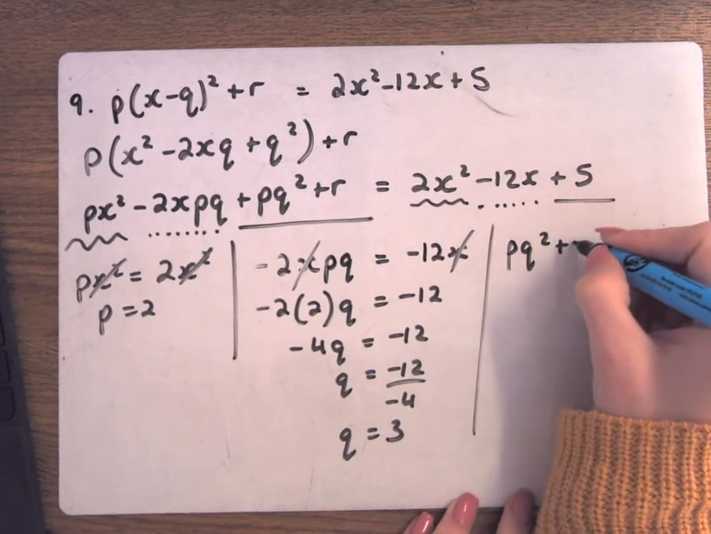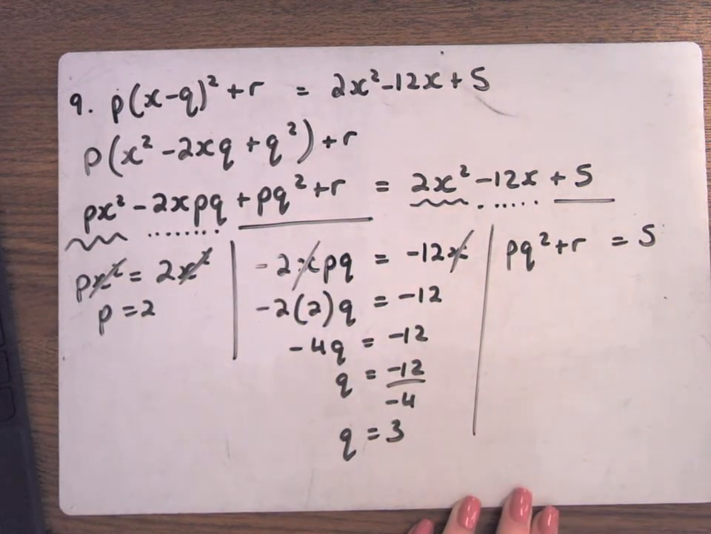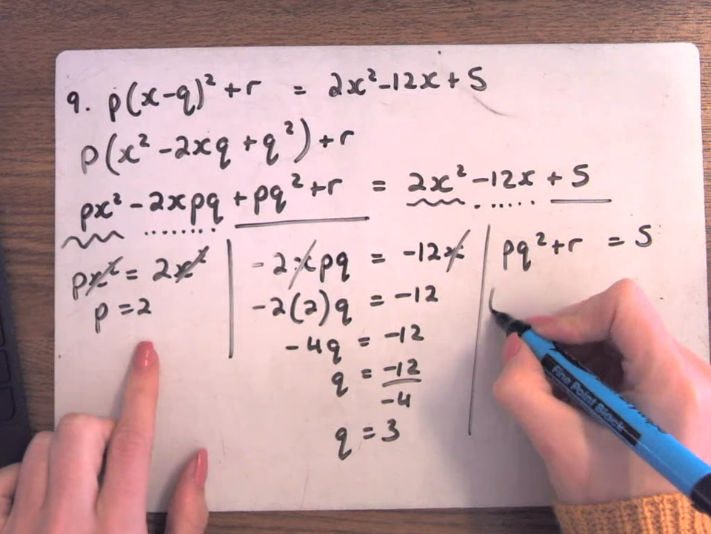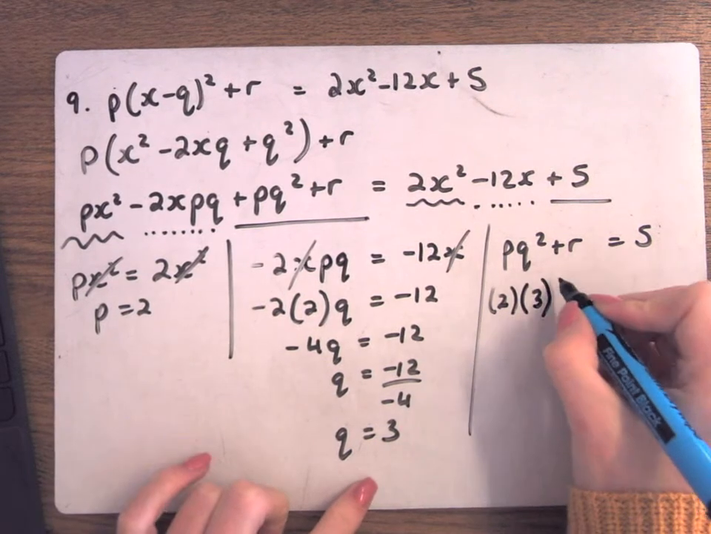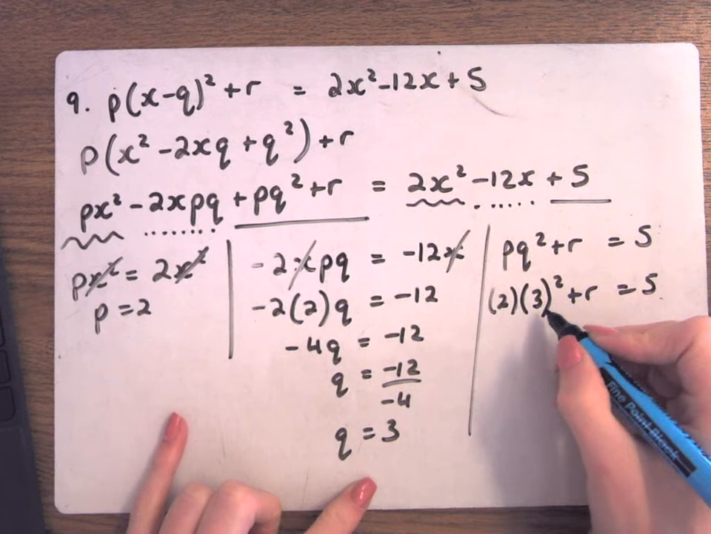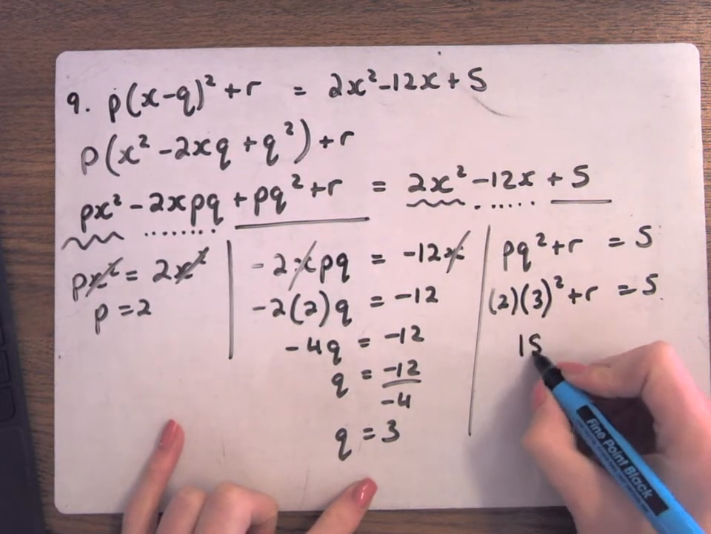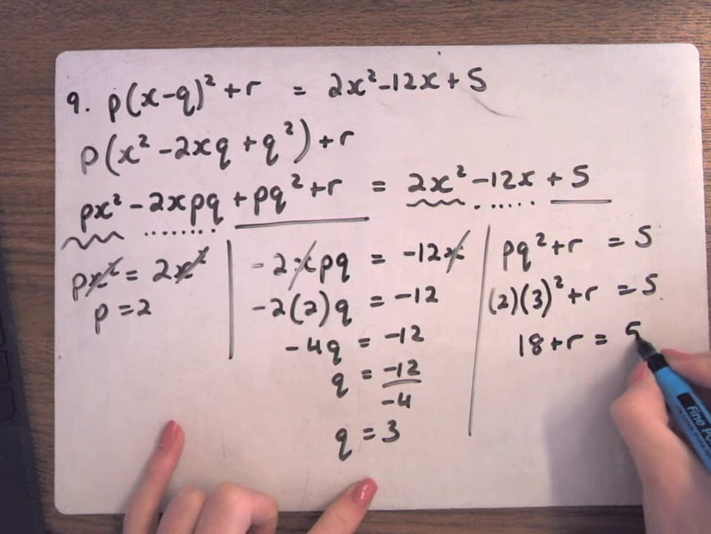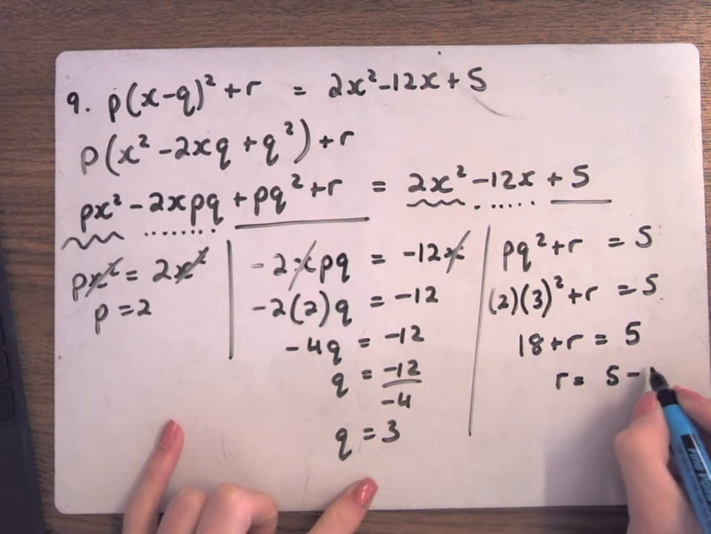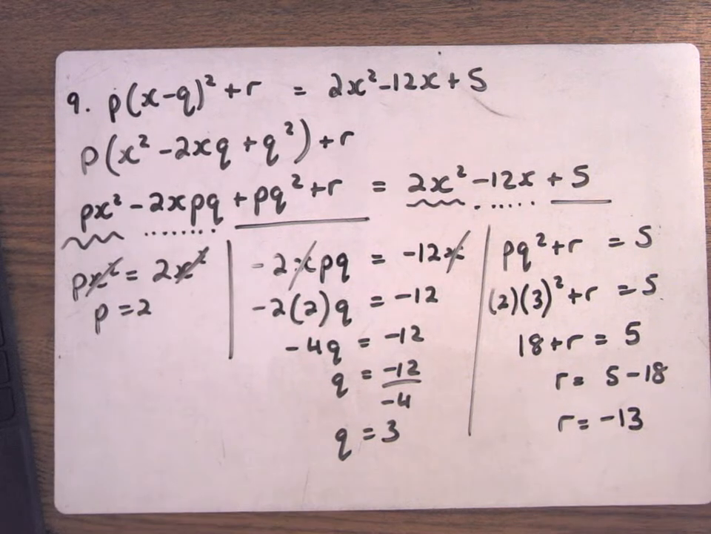pq squared plus r is 5. So just putting this equal to this. Fill in your answers. 2 by 3 squared plus r is 5. You have to do your powers first. So 9 by 2, 18 plus r is 5. 5 minus 18, which is minus 13, is it? Is that the correct answer? Yeah.